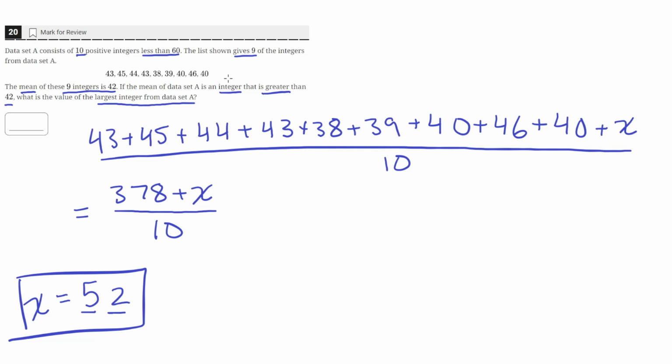And if we look at these numbers, we can see that 52 is the largest of these 10 numbers. So the largest integer in dataset A is 52, which is the 10th term.